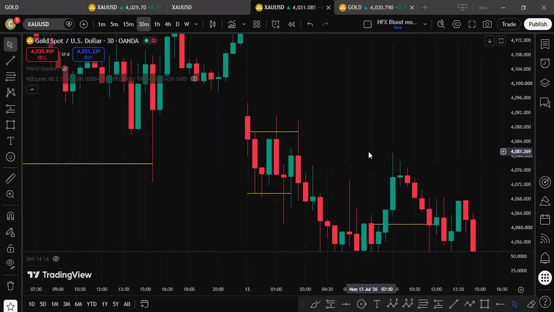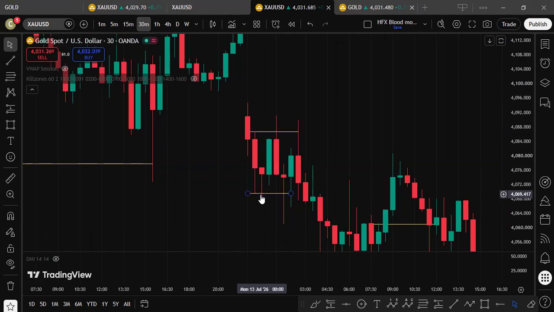So this is an entry model. You can test it out on your own. Another important thing is the area. It's not just anywhere, right? It has to be around the support zone, resistance zone, or whatever other block. Just know that it has to be very close to your area of interest.